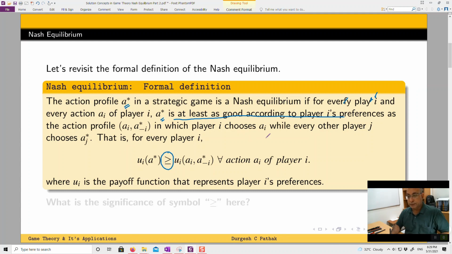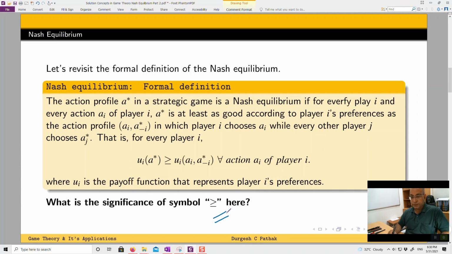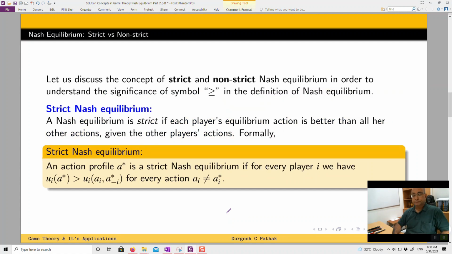So this is the symbol of interest, greater than or equal to: the payoff resulting from playing a star to player i is greater than or equal to the payoff that results to player i when he plays any other action a_i while everyone else plays their equilibrium action, for all actions a_i of player i. We need to understand the significance of the symbol greater than or equal to here. To understand it, we need to understand the concept of strict and non-strict Nash equilibrium. So let's define them.